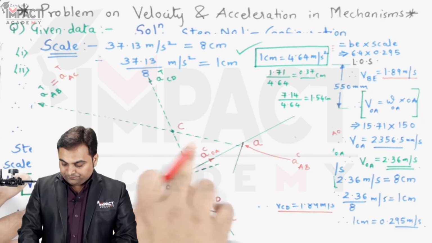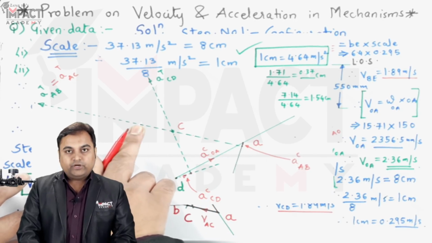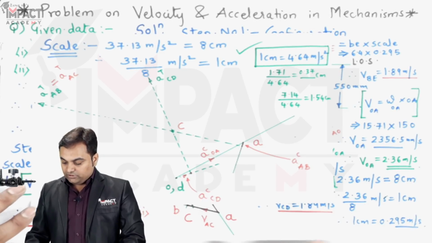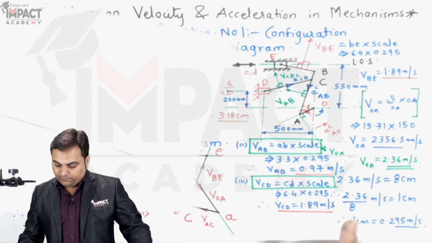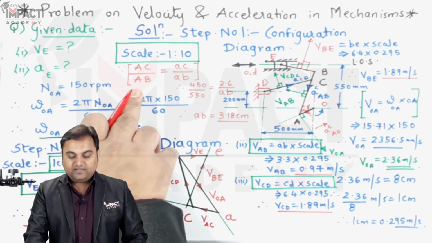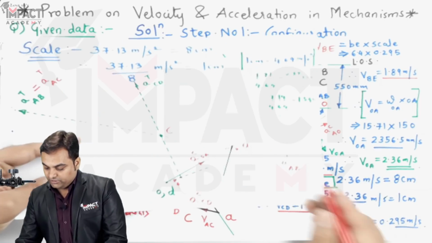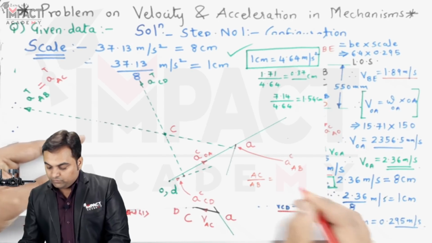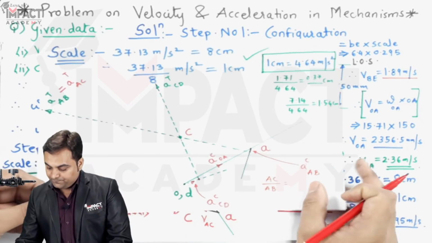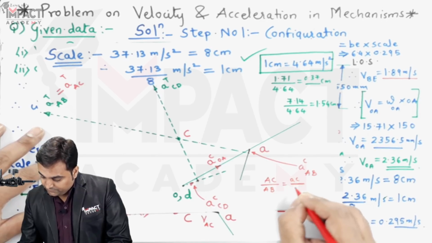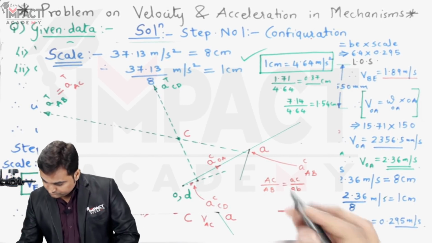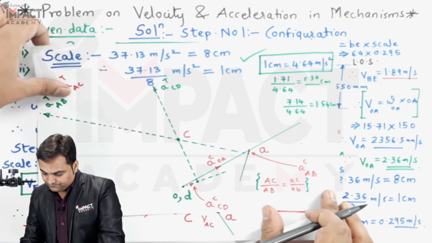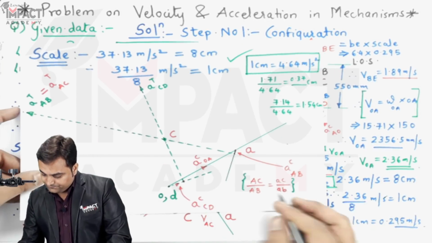So after getting AC, on this same line I would be extending to get point B, and for that I'll again use the concept of similarity like I have used for the velocity. The concept would be, in the velocity diagram I had taken AC upon AB, capital. So similarly here also, capital AC upon capital AB is equal to small AC upon small AB. Capital AC by AB is 450 by 550.